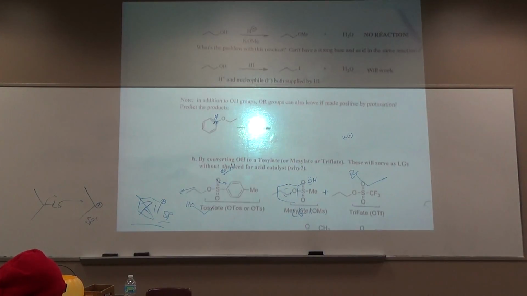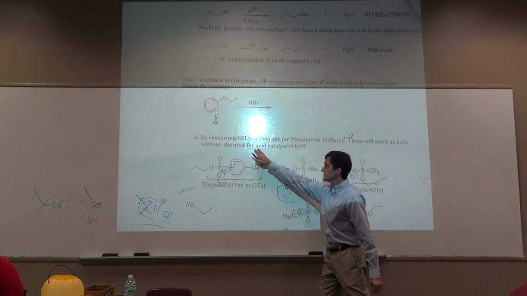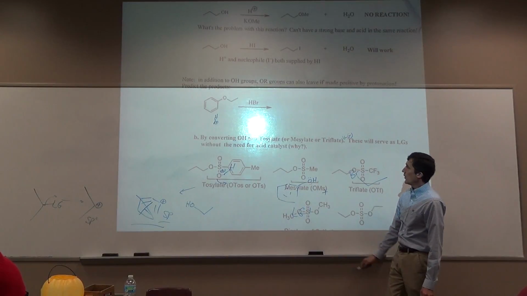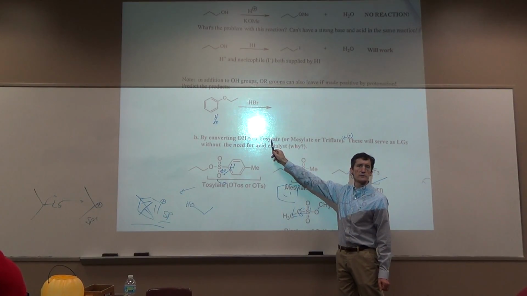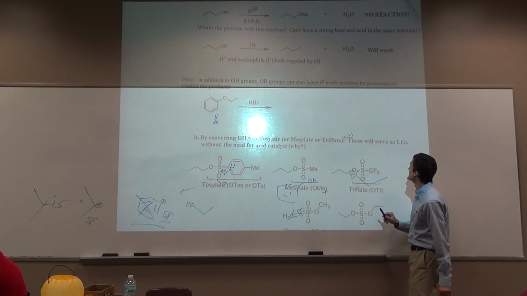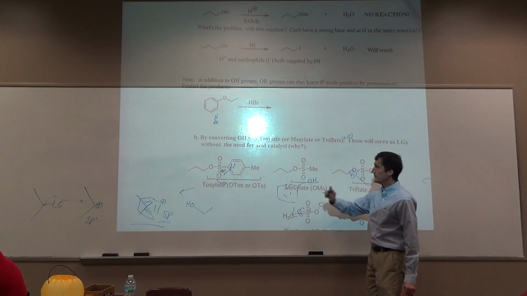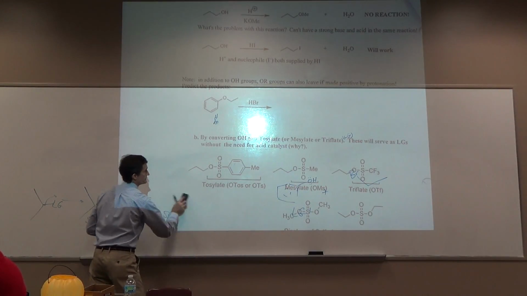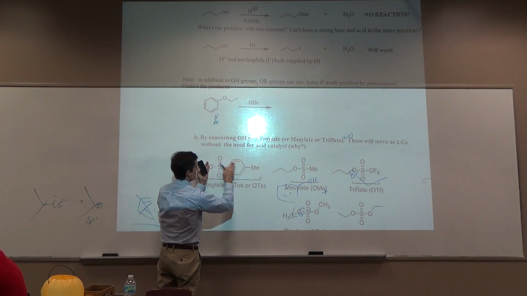Okay, another way to make oxygen a good leaving group, mainly starting with OH, is to convert it to a tosylate, or mesylate or triflate. These are all similar. Tosylate is the main one covered at the introductory level. These are also common. I'll just show them to you. Tosylate or the others will serve as leaving groups without the need for an acid catalyst. What is a tosylate? This is a tosylate. Everything, the oxygen, all the way through.